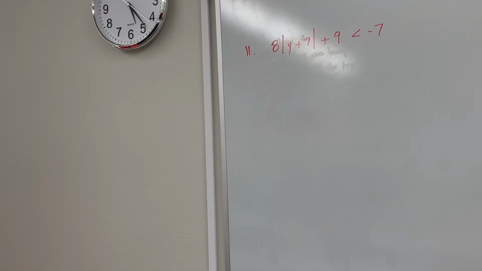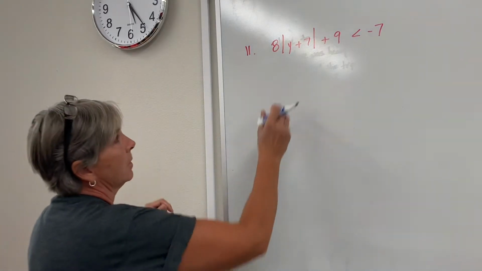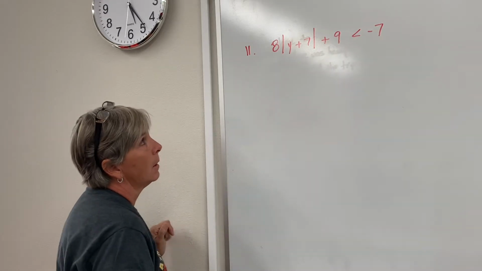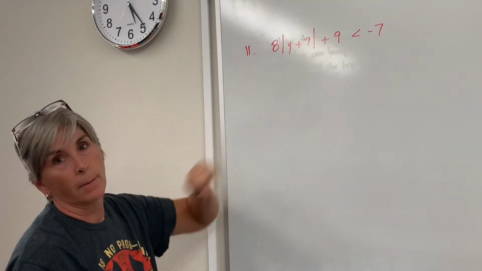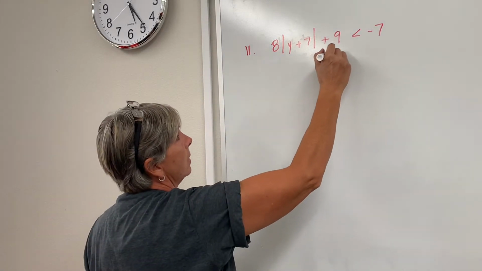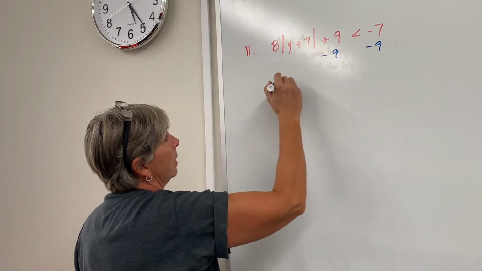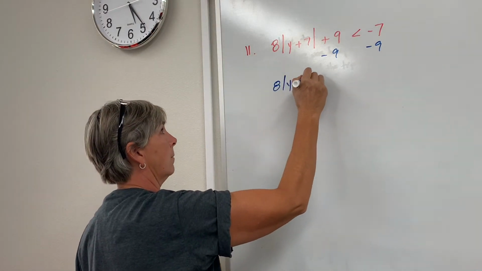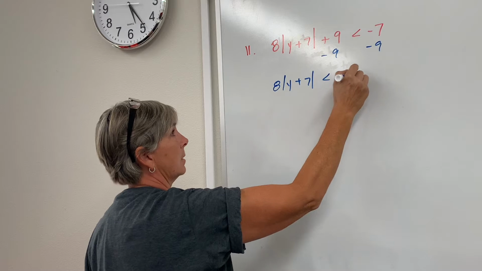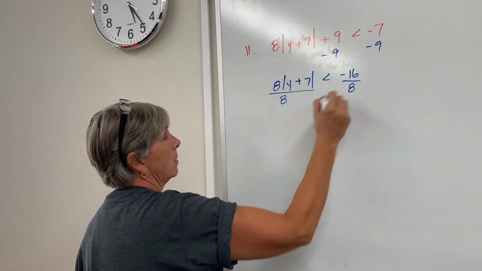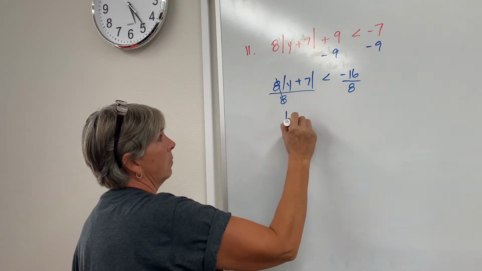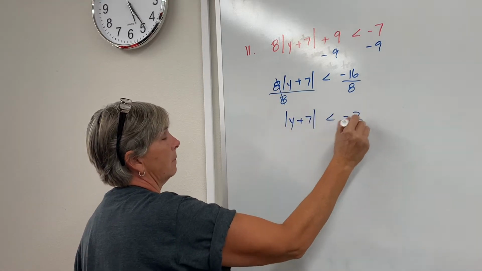These are questions 11 through 15 for the review for test 1. So the first question is an absolute value inequality. And just like an absolute value equation, we first want to isolate the absolute value part of it. So I'm going to subtract the 9 first, and I'll get 8 absolute value y plus 7 is less than negative 16. Then I'm going to divide by 8. So I get absolute value of y plus 7 is less than negative 2.